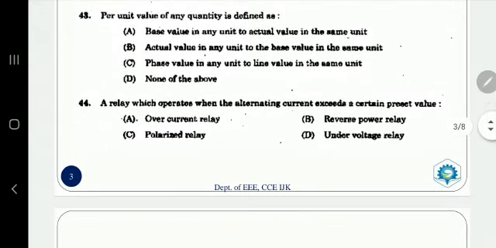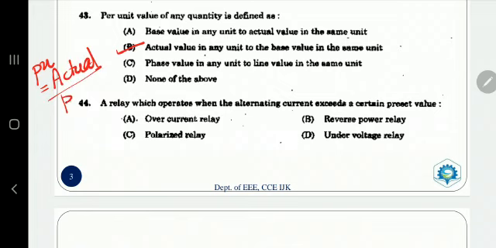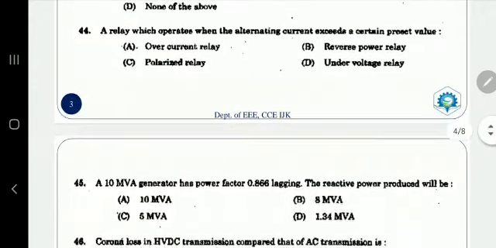The 43rd question is per unit value of any quantity. We have studied about PU quantity in power system analysis papers. PU quantity or PU value is the ratio of the actual value of any quantity in any unit to the base value of the same unit. We have studied that the per unit value is defined as actual value divided by the base value. The only thing is both should be in the same unit. So your answer becomes B. Let's move on to the next question, question number 44.